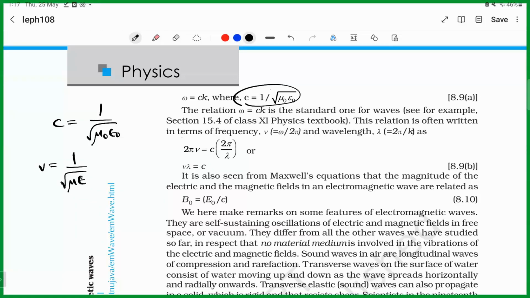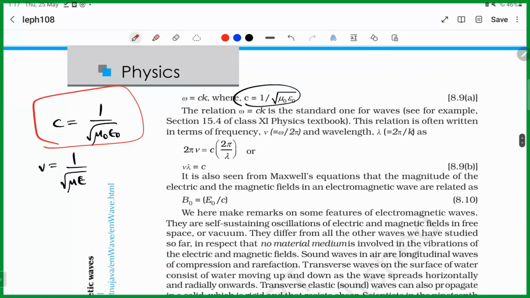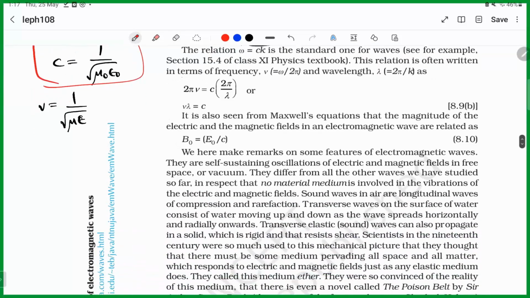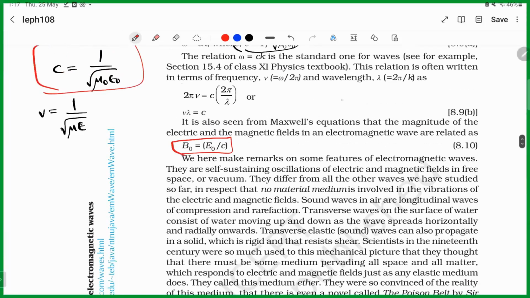Where does this formula come from? Well, you need to use Maxwell's equations, and that is beyond our scope. You will learn about something called curl and various forms of these laws, which are not necessary right now. So right now we just accept that this is the formula. B naught is always E naught by c. This is very important. Another well-known formula is that the wavelength times the frequency is the speed of light.